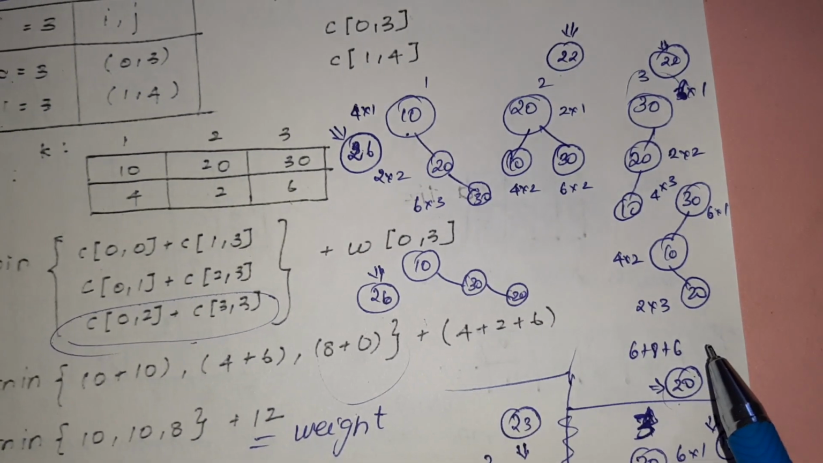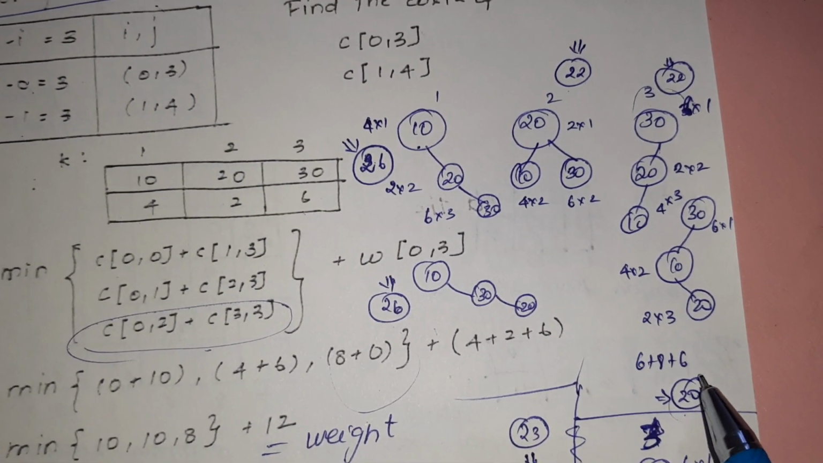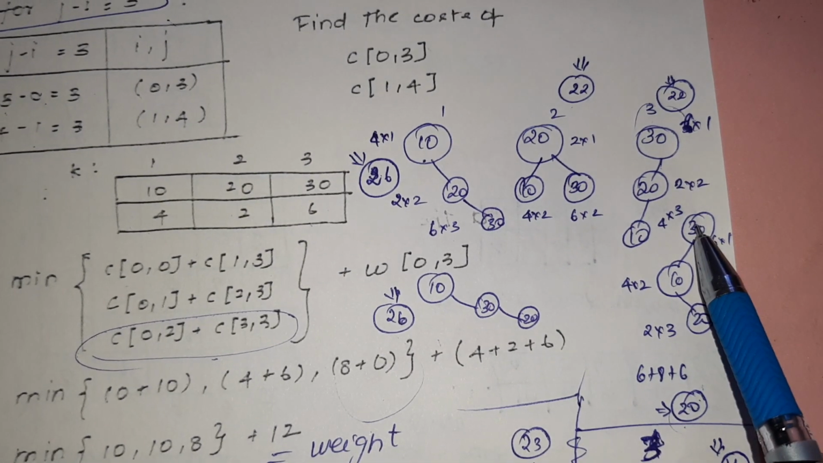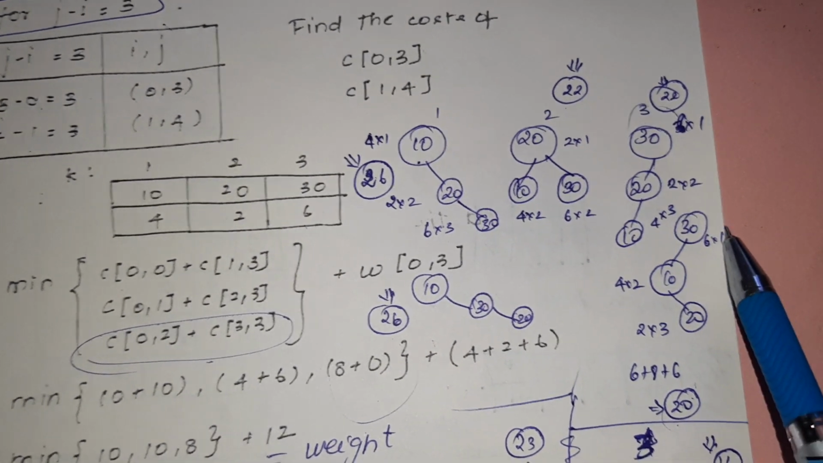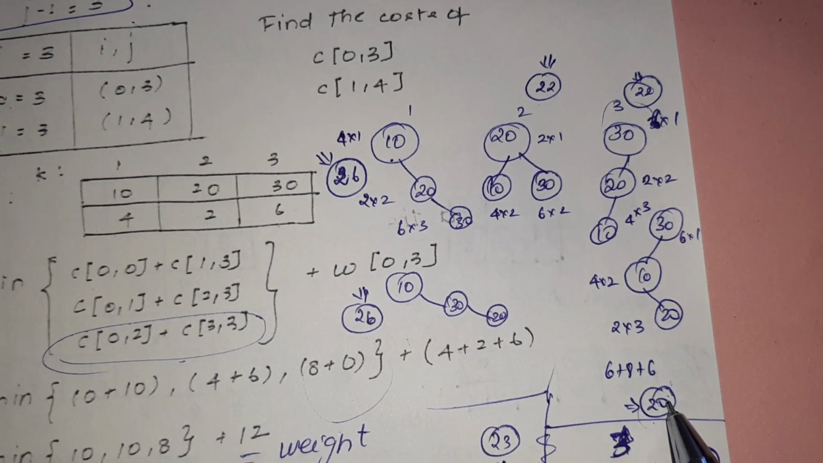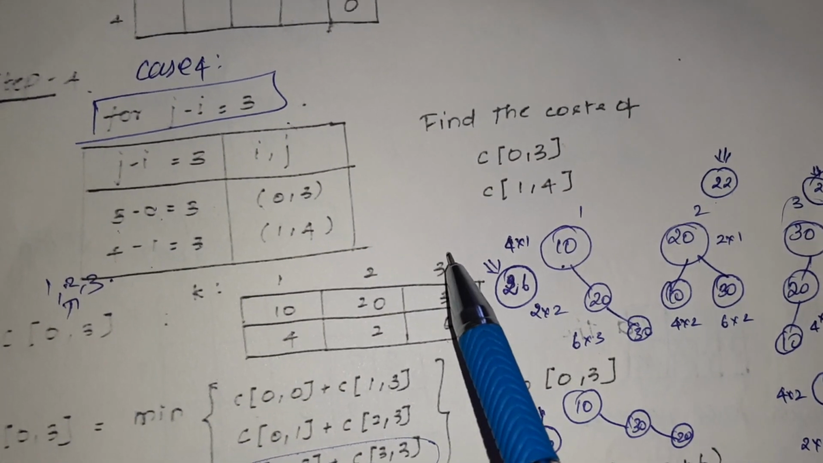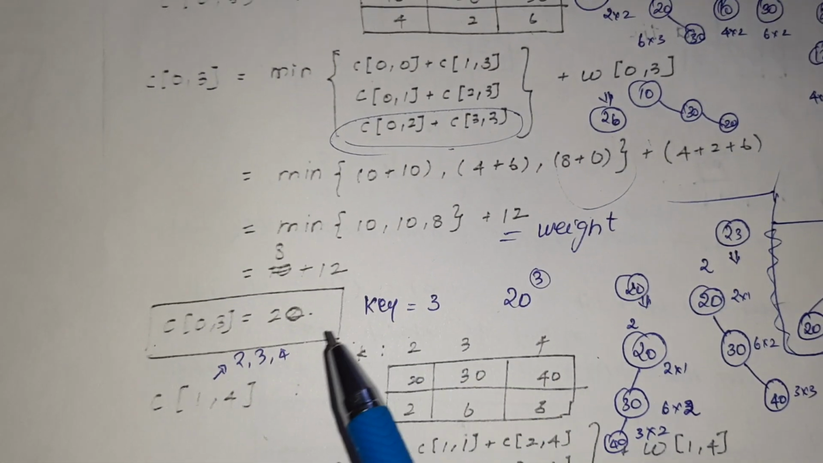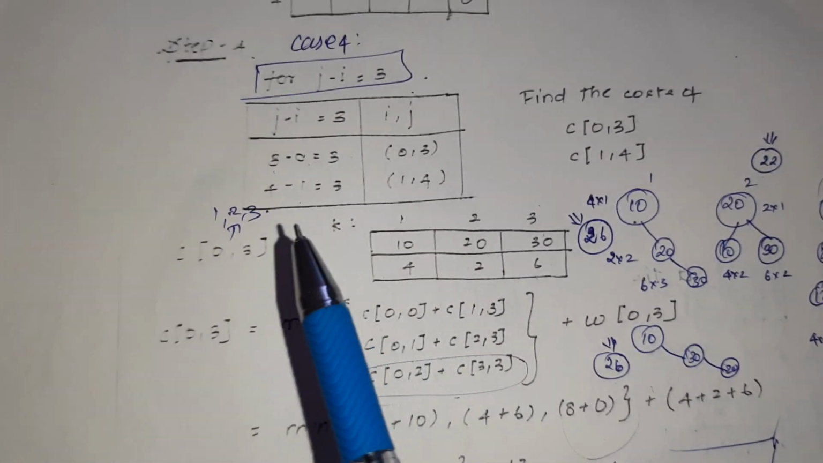So how can we find out the key value? When we are getting 20, whenever the 30 key node is the parent node, then we are getting the minimum value 20. What will be the key of 30? 3 will be the key of 30. So here I am keeping 20, key equal to 3.